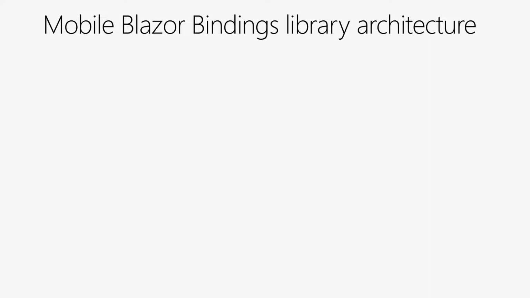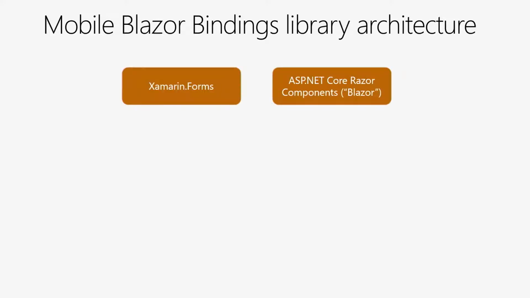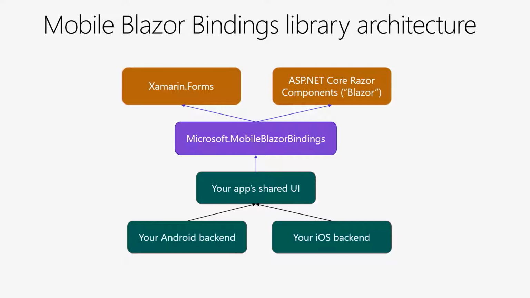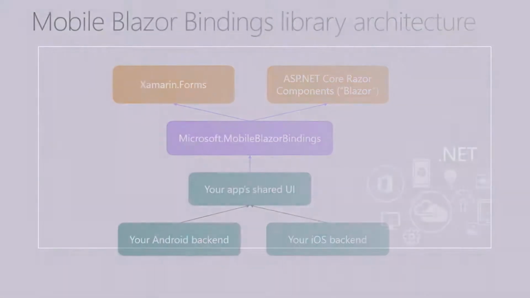Just a tiny bit about the architecture to see how these things fit together. We have the great Xamarin Forms library that does the rendering of the components, and then we have ASP.NET Core Razor components, Blazor. This project, Mobile Blazor Bindings, binds those two things together. It binds the mobile and the Blazor to build this great experience, and then you have your app's shared UI, that's the one with all the Razor files that talks to that, and then you have your various backends, your Android, your iOS backend. So pretty simple, pretty straightforward, should hopefully make sense to a lot of folks.